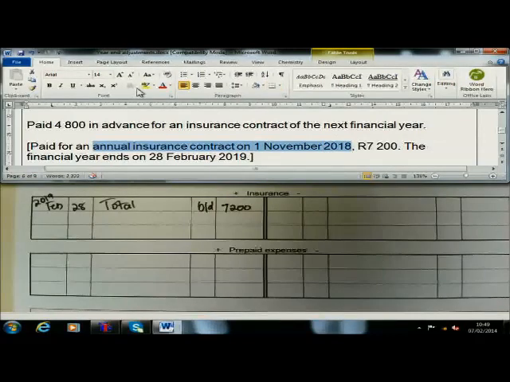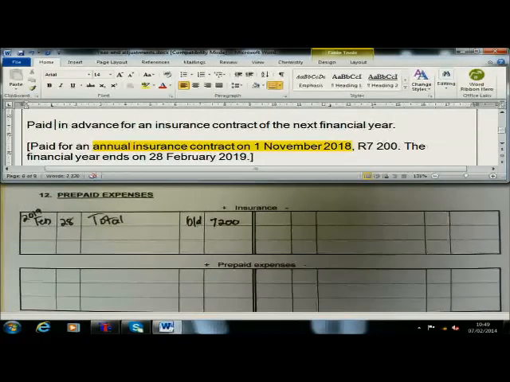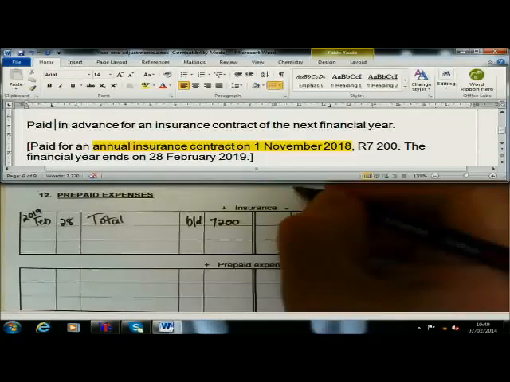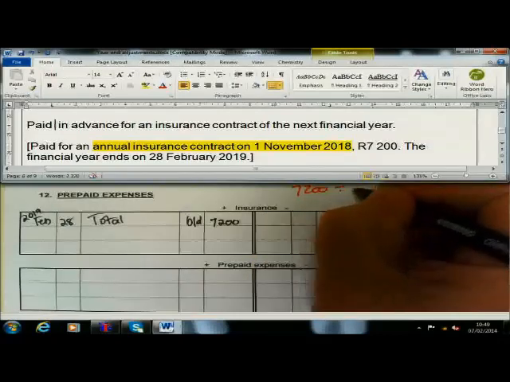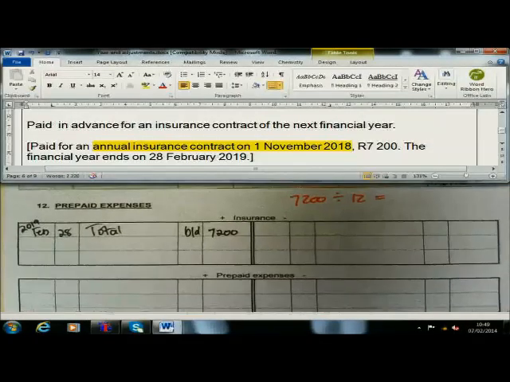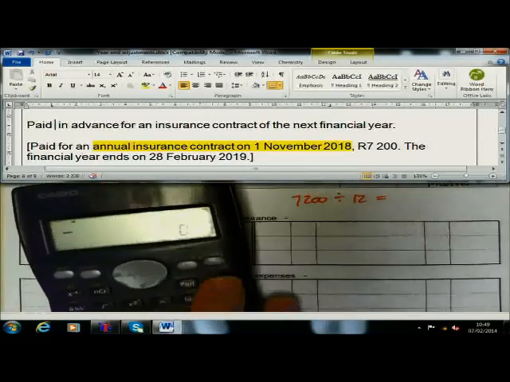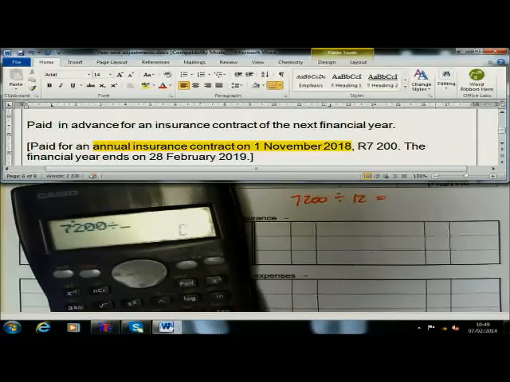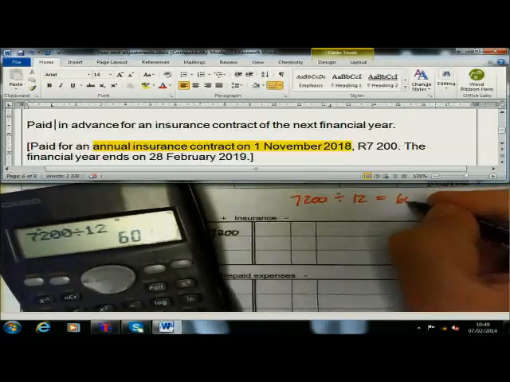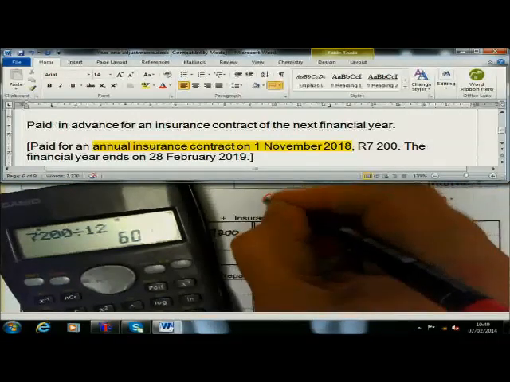Can you see there? So what happens if I take out that 4,800 rand? What are you going to do first? You are going to take the 7,200 rand and divide it by 12 because it's an annual contract. If it was a 6-month contract, then you're going to divide it by 6. If it was a 4-month contract, then you're going to divide it by 4. 7,200 divided by 12 gives you 600 rand per month. This is the first thing that you do.